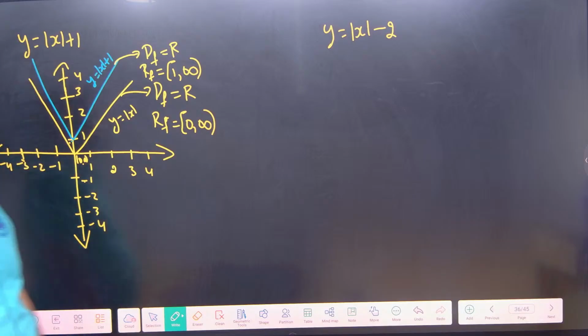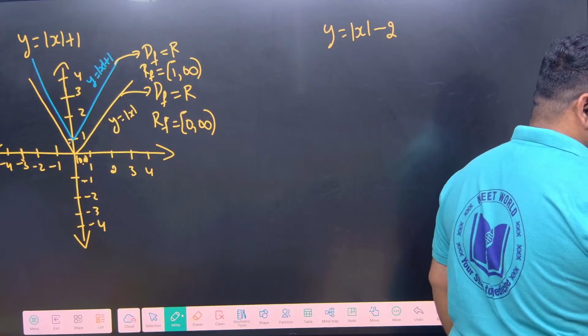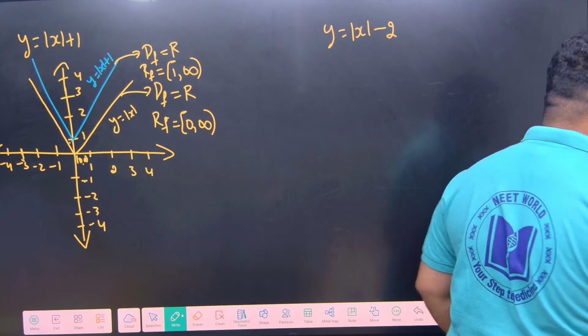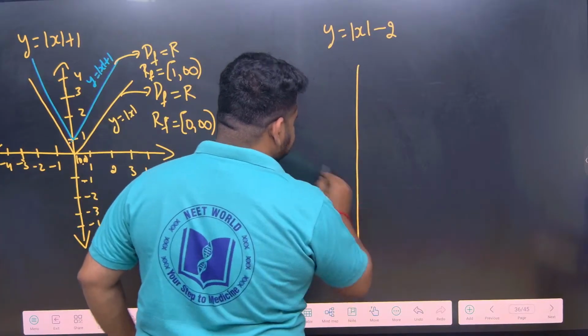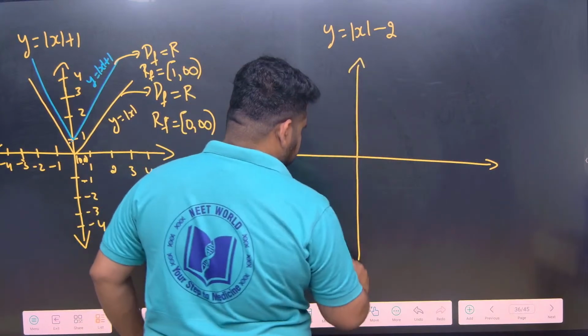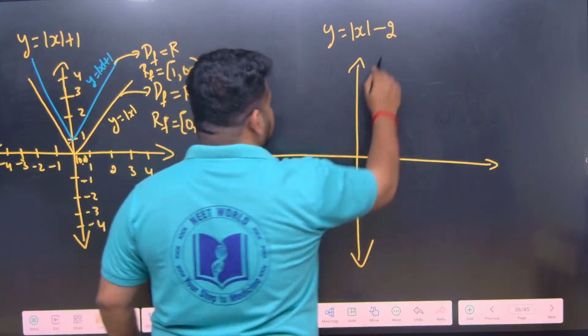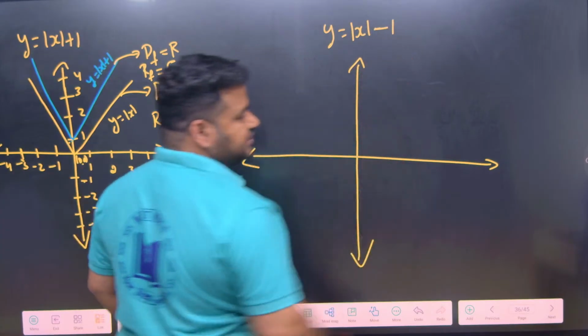Now let us see y is equal to mod x minus 2. So what will happen if it is y is equal to mod x minus 2? Observe carefully. Okay. So see here, let us draw the coordinate axis first. Instead of minus 2, let me take minus 1 only, so that you have more clarity, because here it is plus 1. Let us take here minus 1.